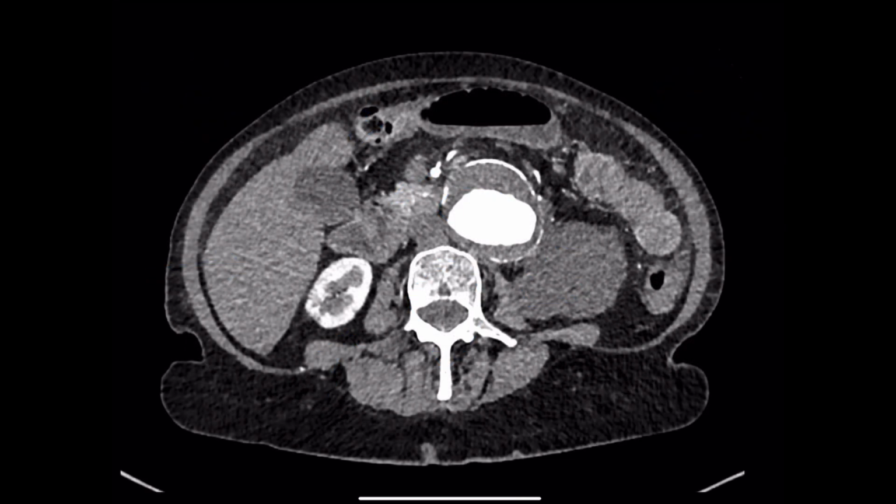Okay, interesting scan. Okay, axial, am I right? I'm getting good at this now, Colin. Axial, and lots of structures with different shades, and they have relevance as you're going to take me through them.